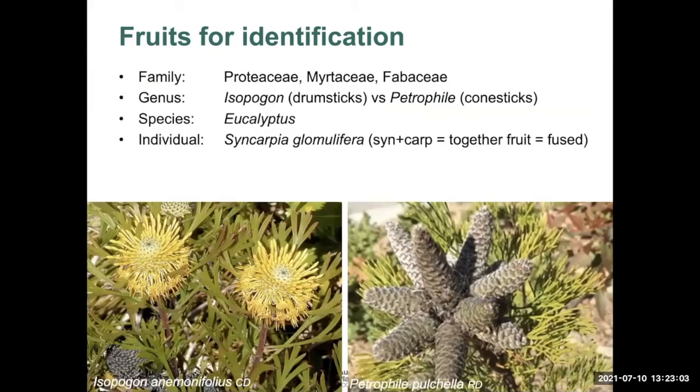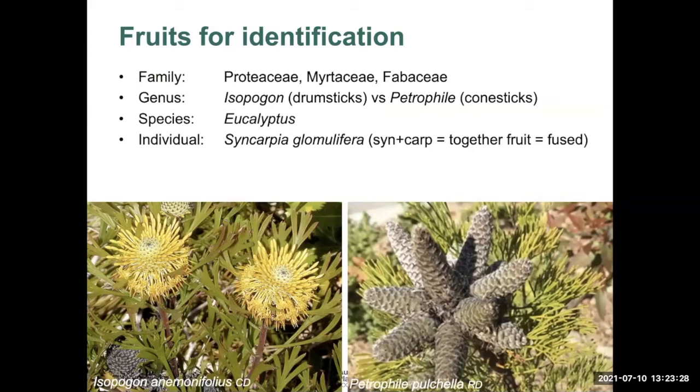So if you think about how you can use fruits for identification, you can use fruits to distinguish between families. So if something is in the Fabaceae family and it's got a seed pod or a sort of legume, compared to something in the Myrtaceae family, which is going to have a very small capsule with very fine seed.